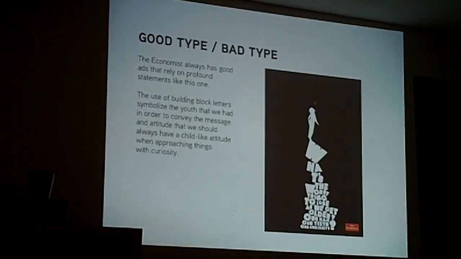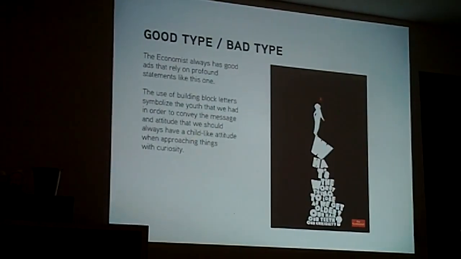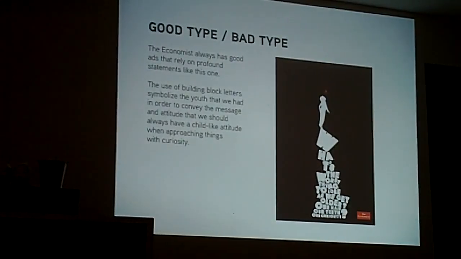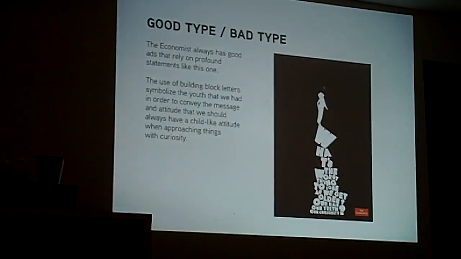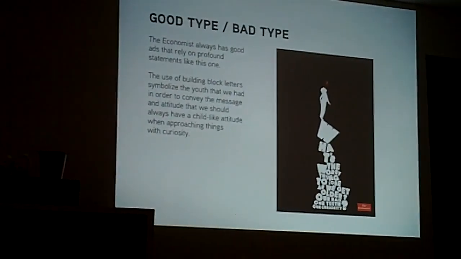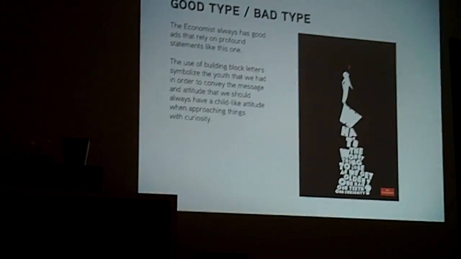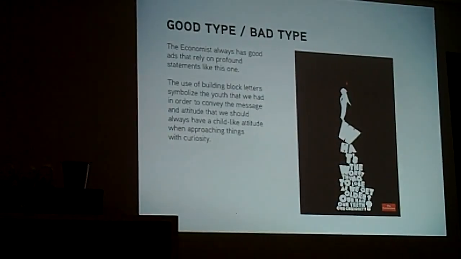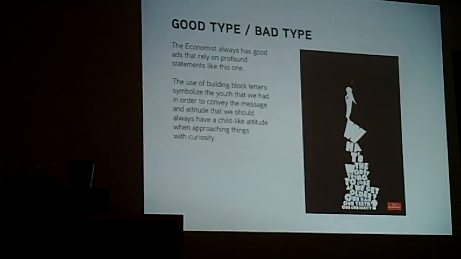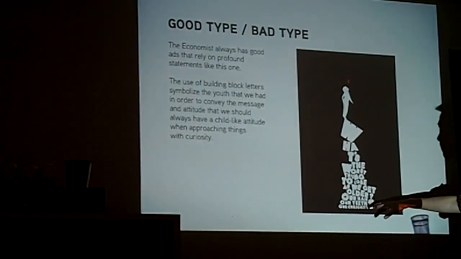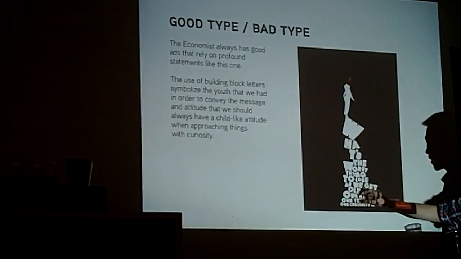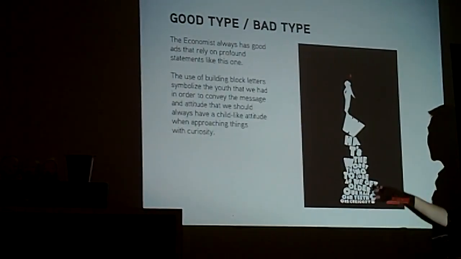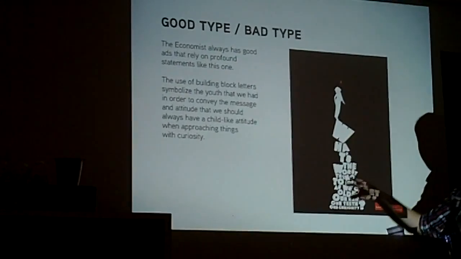Now we go into the good type. This is an example from The Economist that I found. Their ads are very type-based and they use great scale. This one is about what's the worst thing to lose when we get older? Our hair, our teeth, or our curiosity? The way they use type, they use it as building blocks, as a kid would when building stuff, and it has a childlike attitude.